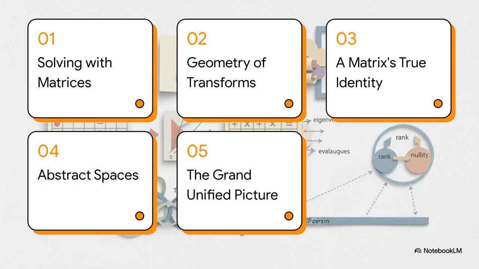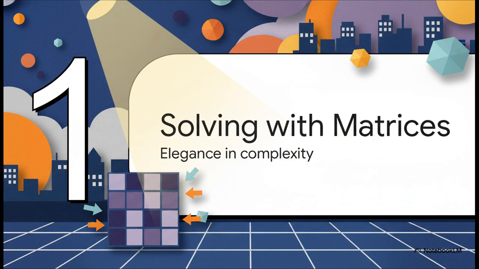So here's our game plan. We're going on a 5-part journey. We'll start with a really simple, practical problem, and then with each step, we're going to climb this kind of ladder of abstraction. We're moving from just crunching numbers to this grand unified theory that honestly powers so much of our modern world. All right, first up, let's solve some problems.